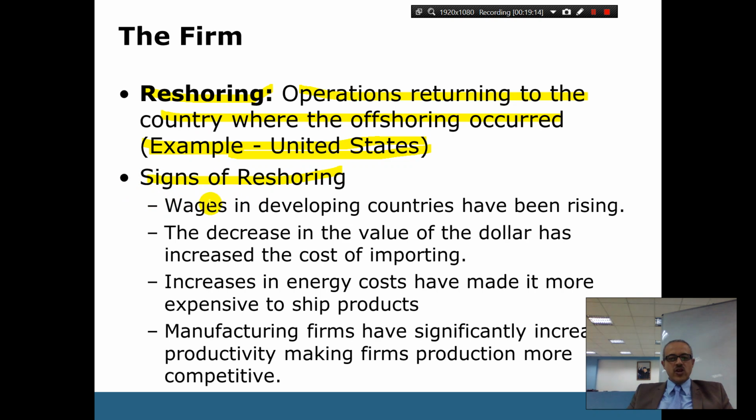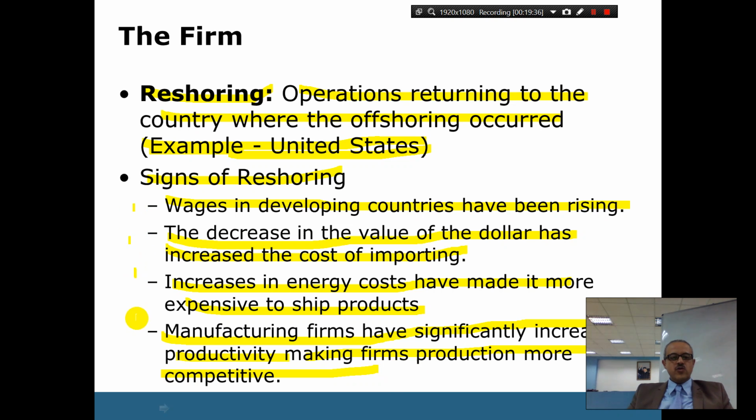Signs of reshoring: wages in developing countries have begun rising. Decrease in the value of the dollar has increased the cost of importing. Increase in the energy cost made it more expensive to ship products. And then manufacturing firms have significantly increased productivity, making firms' production more competitive.